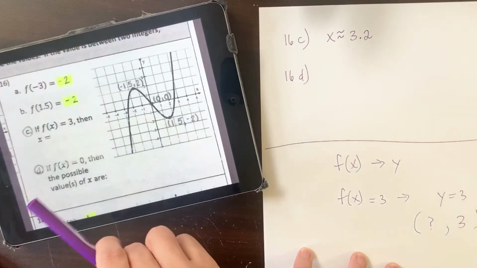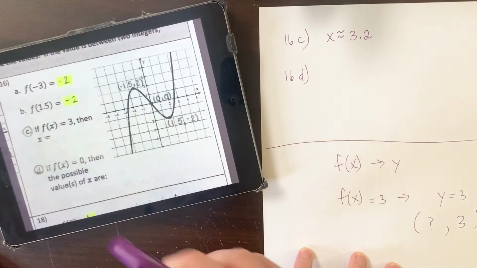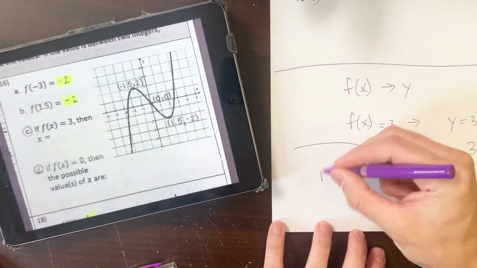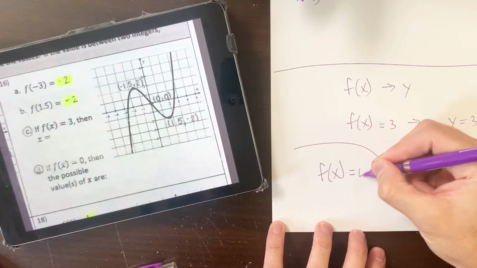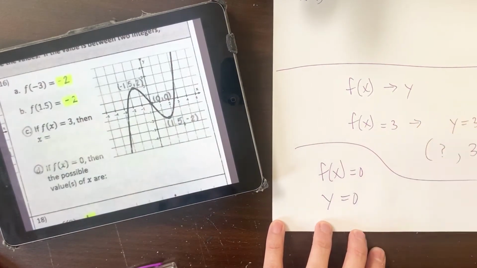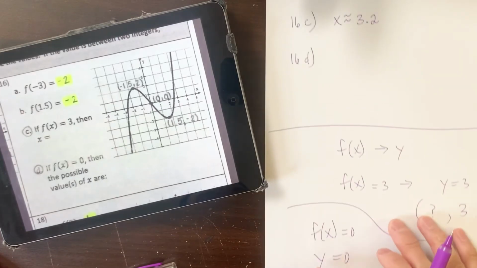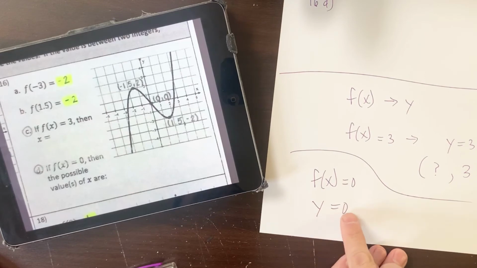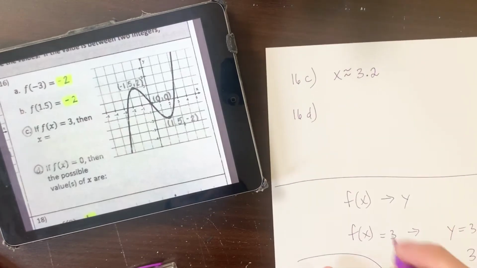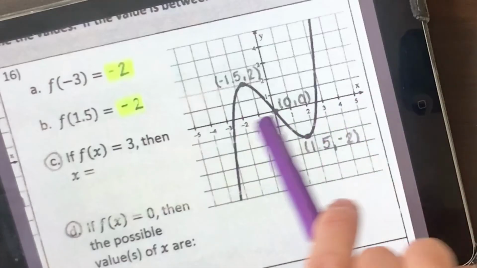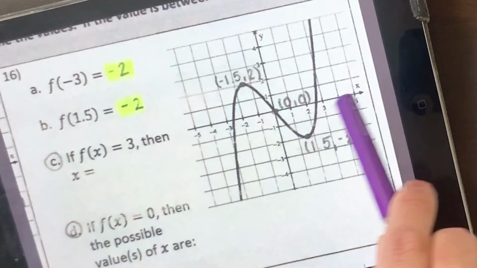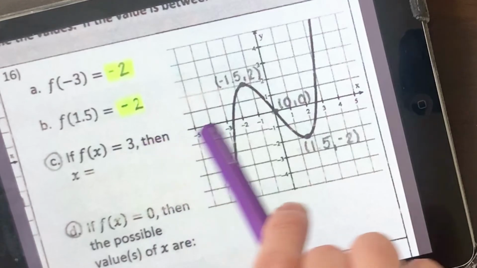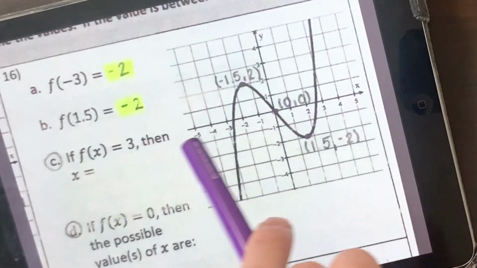For 16D, we want f of x to equal 0. So now we want f of x to equal 0. In other words, we want y to be 0. So I'm going to find all the points on this graph where the y coordinate is 0. So a y coordinate of 0 happens to be along the x-axis. So they essentially want you to give them the x coordinates of all the x-intercepts.